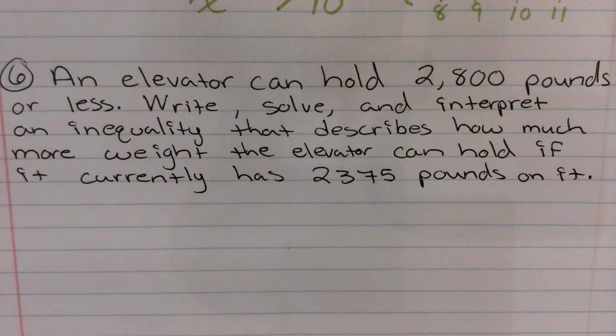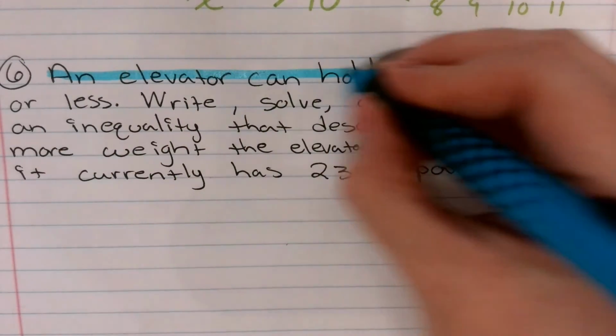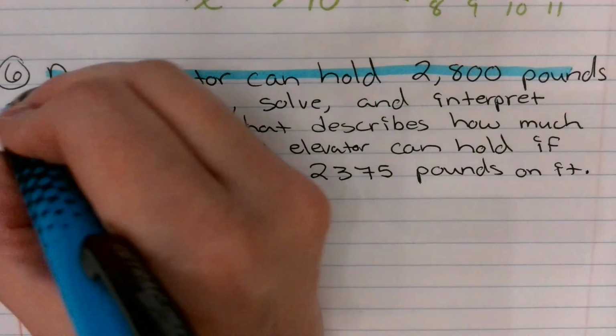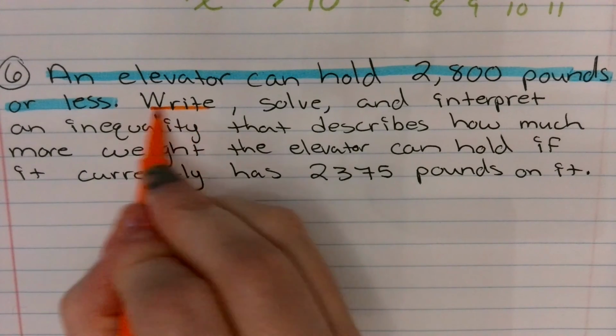Okay, so there's multiple things that I'm asking you to do here. I want you to write, solve, and then interpret an inequality. I think a lot of times you guys quickly glance over things and you just want to write an answer real fast. Well, there's 3 things that you're having to do here. You need to make sure you follow through on all of them. First thing that I want to make note of is that the elevator can hold 2,800 pounds or less. So let's start with the whole idea of writing.